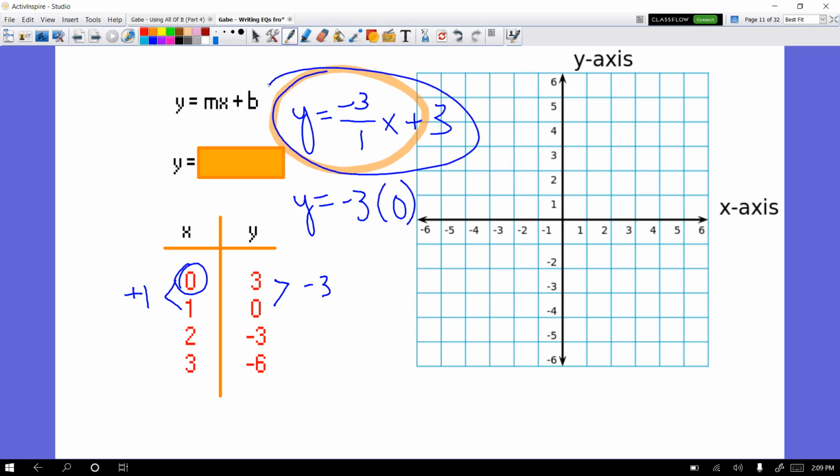Now you can check it. Let's see what that looks like. Y equals negative 3 times, let's do 1. So when we solve this, we should get 0 because we got our plus 3 and we're checking it. So we should get 0. Negative 3 times 1 is negative 3. Negative 3 plus 3 is 0. Check.